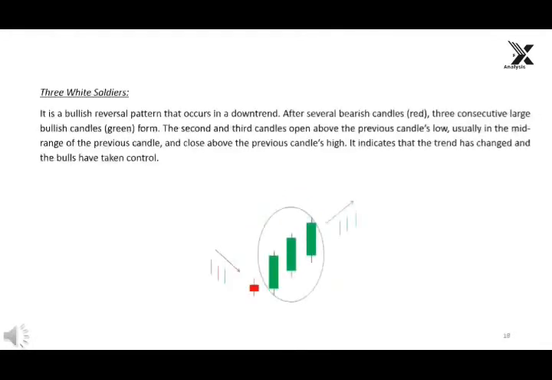White soldiers. It is a bullish reversal pattern that occurs in a downtrend. After several bearish candles, red, 3 consecutive large bullish candles, green, form. The second and third candles open above the previous candle's low, usually in the mid-range of the previous candle, and close above the previous candle's high. It indicates that the trend has changed, and the bulls have taken control.